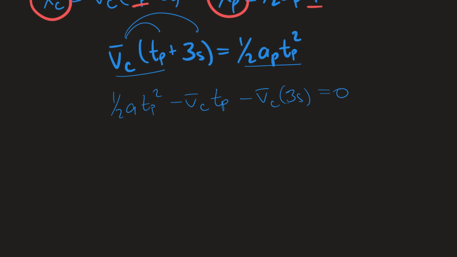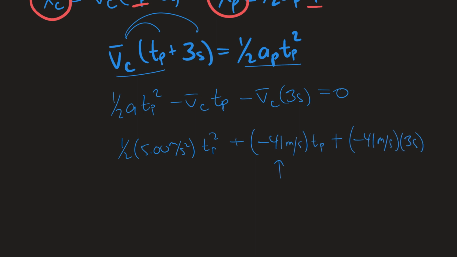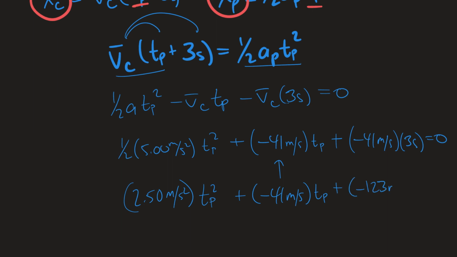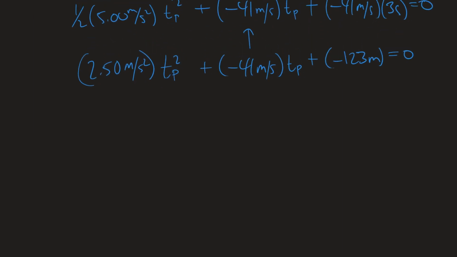So I'm going to plug in numbers now. Not for any particular reason, I just think a lot of you are going to prefer doing a quadratic formula with numbers instead of variables. Plus what's in VC is negative 41 meters per second. And here I'm putting things in parentheses just so that I'll know what A is and what B is and what C is when I do my calculations, right? So negative 41 meters per second times 3 seconds equals 0. So this is 2.50 meters per second squared, so that's my A. Plus negative 41 meters per second, that's my B. Plus negative 123 meters, that's my C. All that is just so I can keep track of what's A, what's B, and what's C.